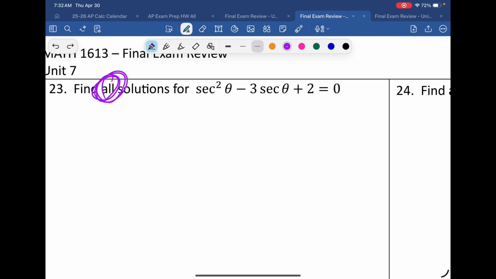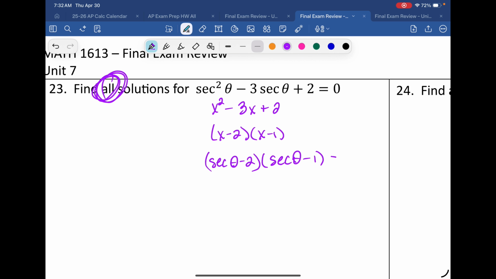Okay, so we're going to factor it like a quadratic. And think of x as secant. And so this factors really well into x minus 2, x minus 1. And then if I imagine putting the secant back as the x, I've got my factors. So your factors equal to 0.